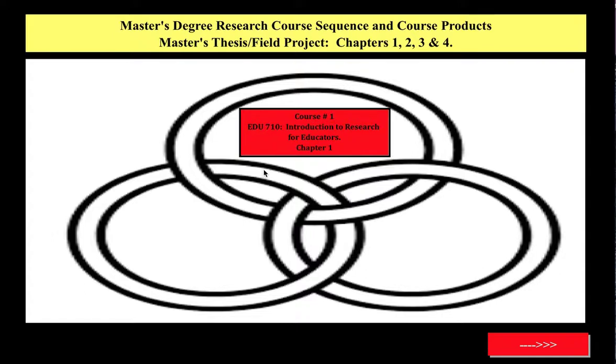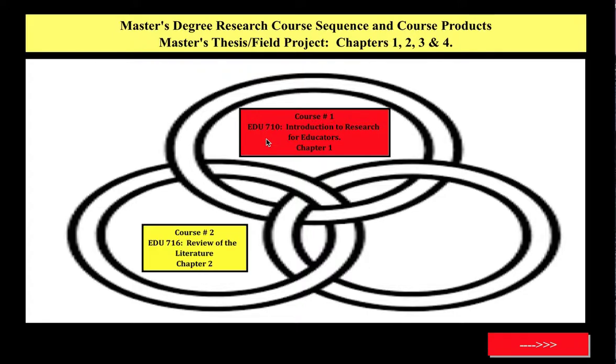So there are 3 courses in your research sequence. The first course is this course, EDU 710. Actually, the EDU may have changed, but it's 710, Introduction to Research for Educators. And we'll go over the course objectives and stuff like that in a minute. But at the end of this course, you will be required to produce your Chapter 1 research or field project proposal, whichever you decide to do.